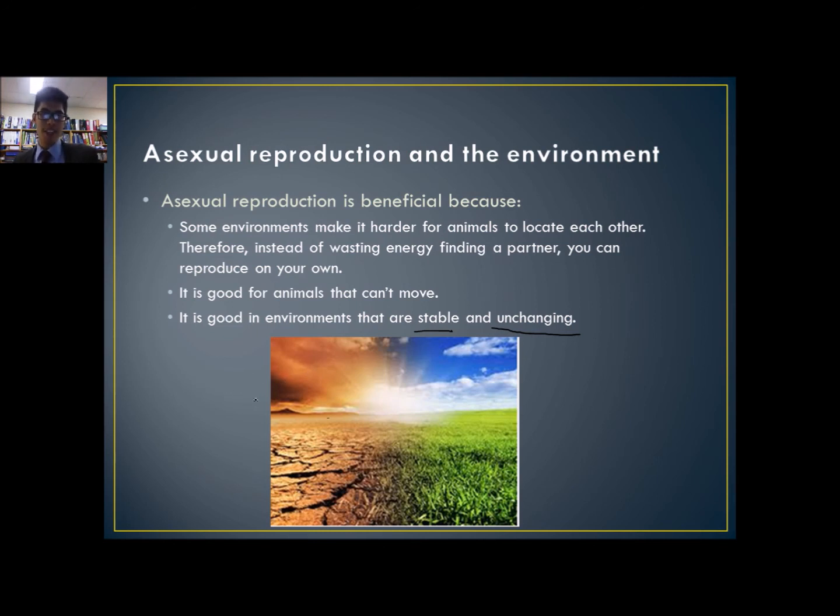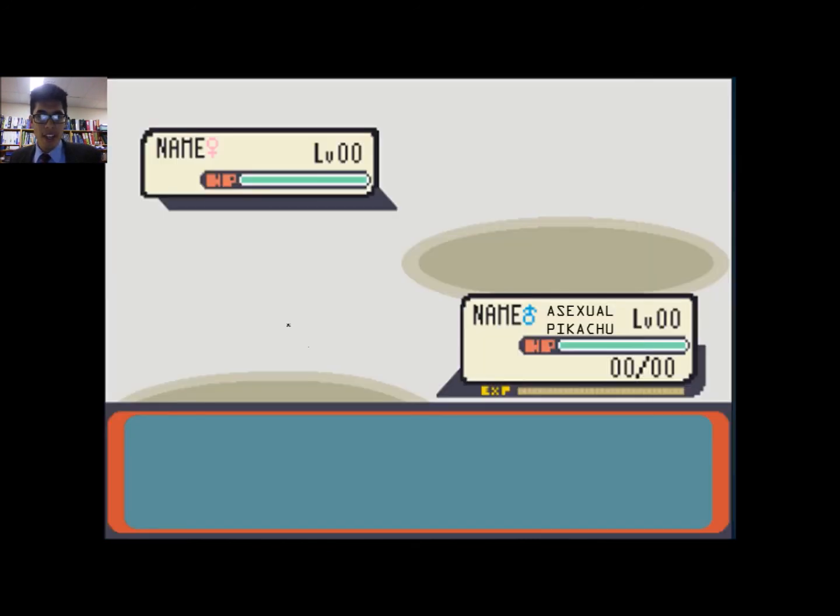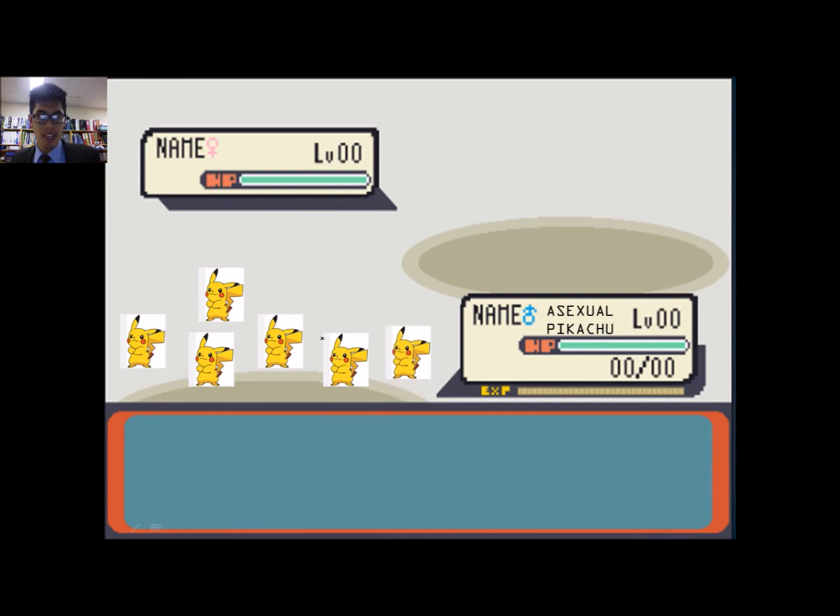Let me illustrate this point of asexual reproduction and the environment using Pokemon. So let's just say you had an asexual Pikachu. You could have 1, 2, 3, 4, 5 different types of Pikachu. Okay, even 6 of asexual Pikachu, and they are all genetically identical.